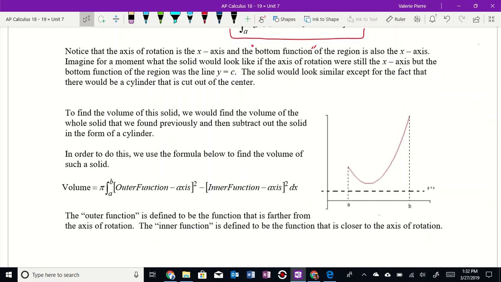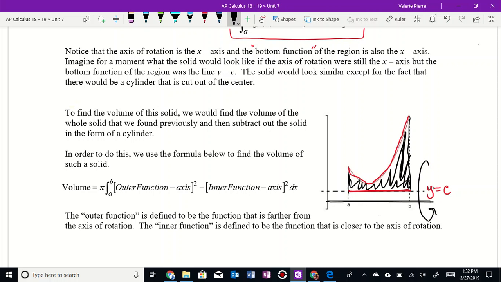The solid would look similar except for the fact that there would be a cylinder that is cut out of the center. So an example of that is down here. We still have f of x, but now our bottom function is y equals c. So we're taking the area between our function and y equals c, and then we're going to rotate that over the x-axis. What that leaves us with is this open space between c and the x-axis.